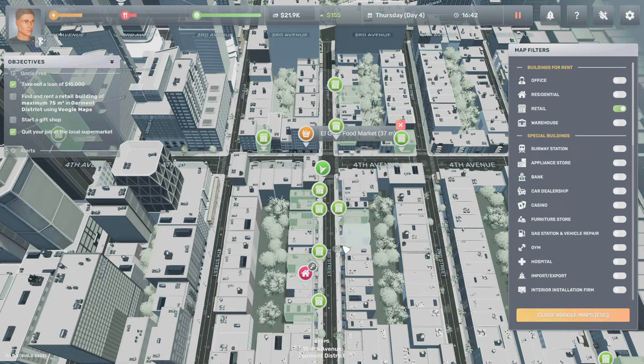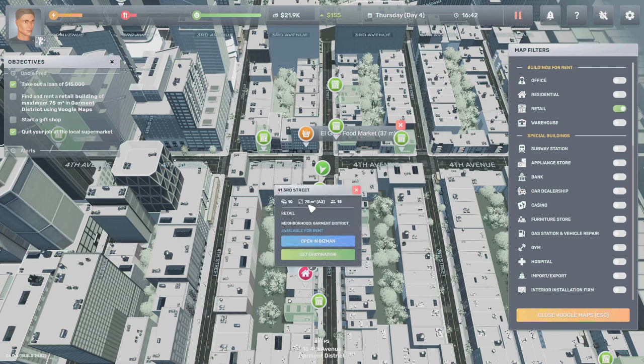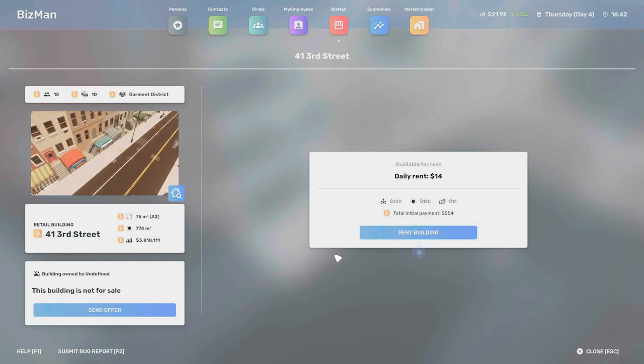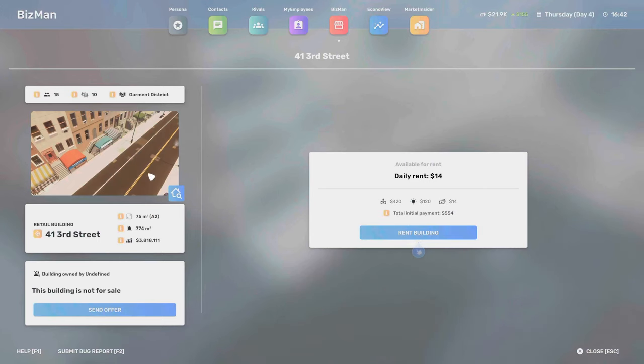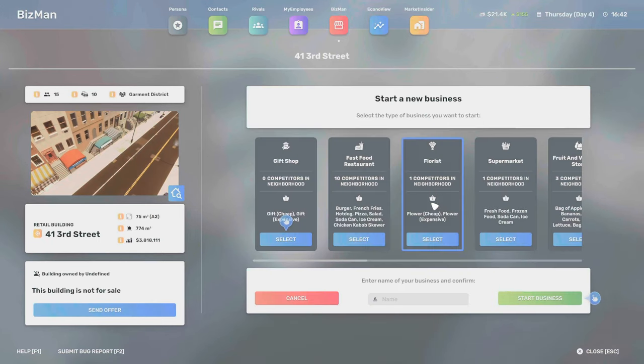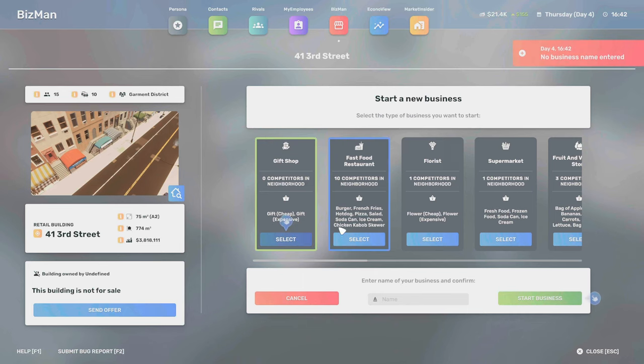Alright, we are going to use Google Maps. Retail. Our house is here. We have here, right next to it, open in Besman. What's it looking like? It is perfect. Rent the building. Start new business. Gift shop. Start the business. Oh, we need to name our business. Williams Gifts. I got my caps lock on. Williams Gifts. There we go.